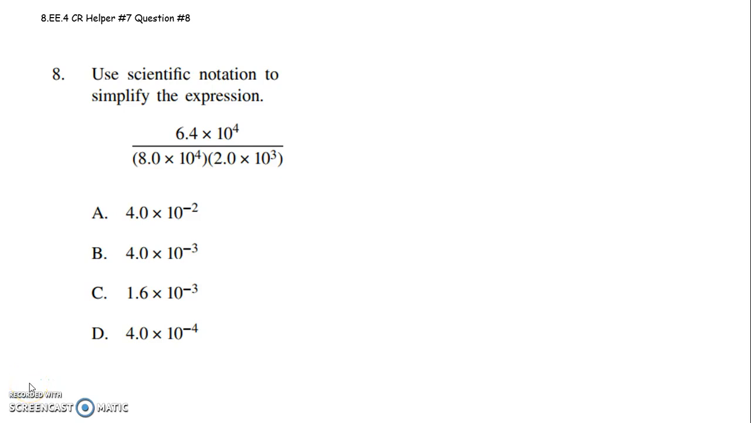All right, 8th graders, this is to help you with question 8 on CR7. It says use scientific notation to simplify the expression. So here's 6.4 times 10 to the 4th. That quantity is divided by 8 times 10 to the 4th times 2 times 10 to the 3rd.